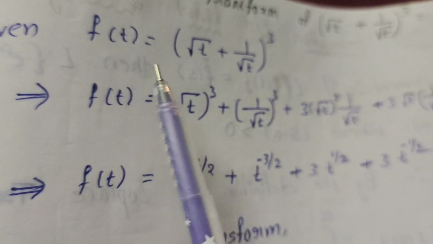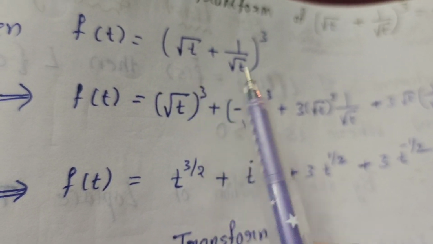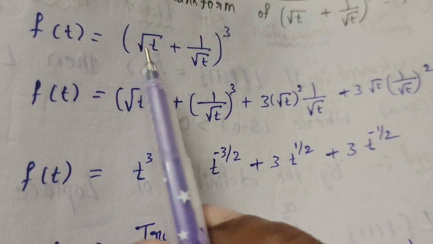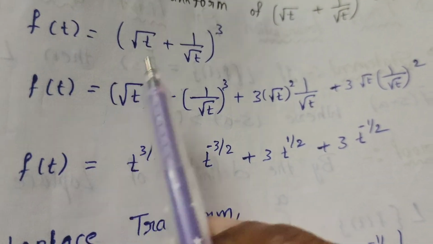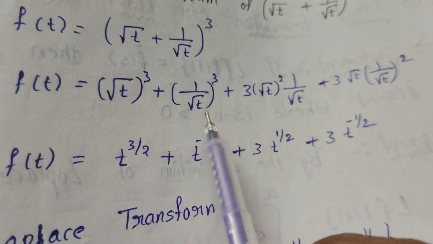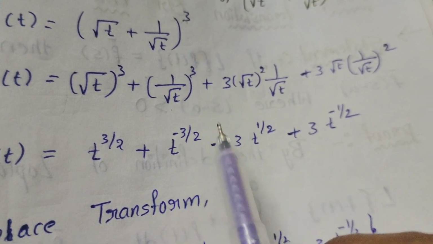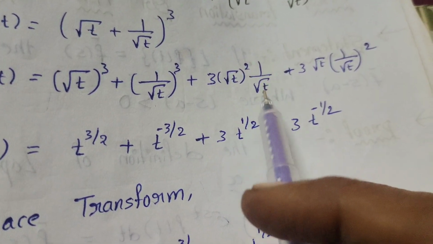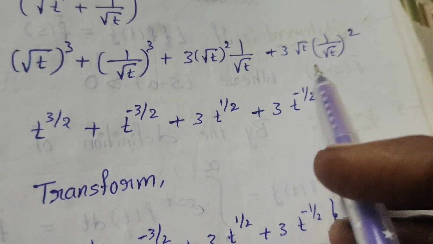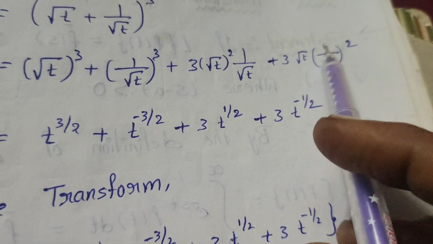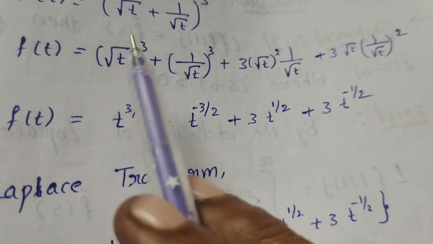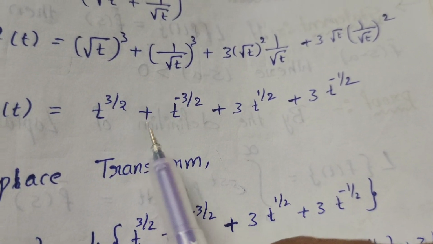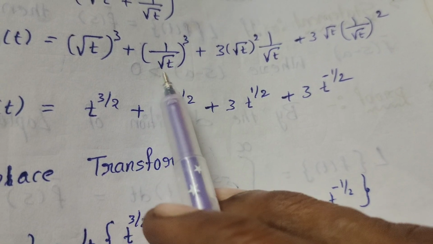First of all, we have (√t + 1/√t)³. Using the formula (a + b)³ = a³ + b³ + 3a²b + 3ab², we get (√t)³ + (1/√t)³ + 3(√t)²(1/√t) + 3(√t)(1/√t)². This is (t^(1/2))³, that is t^(3/2), plus 1 by t^(1/2) whole cube.